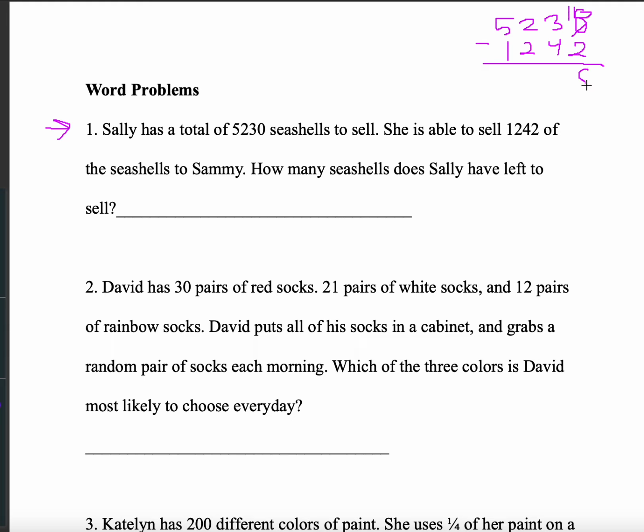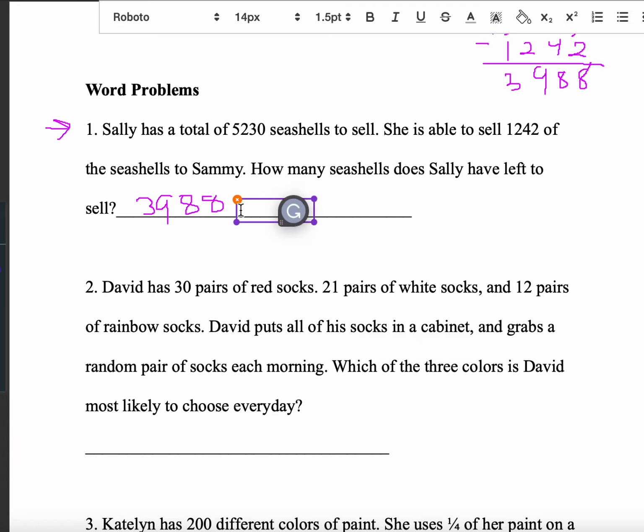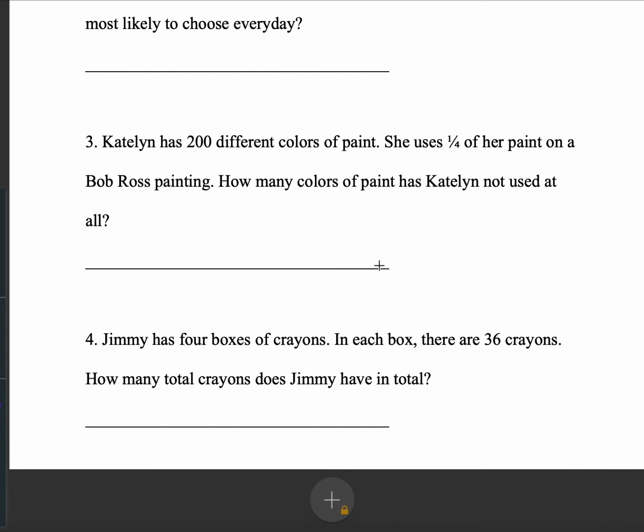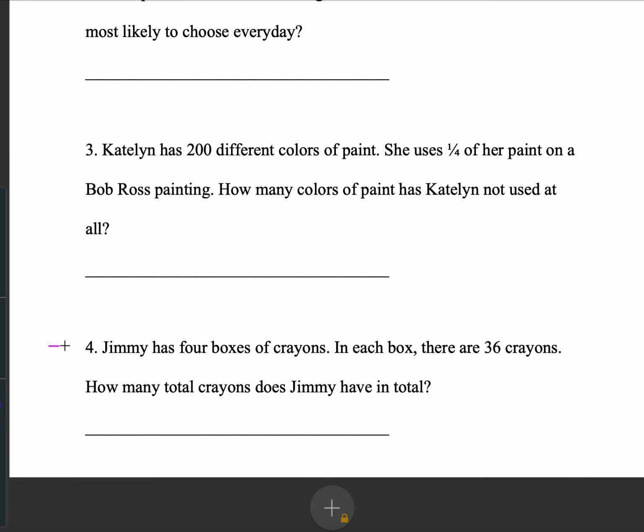So now we're going to subtract. This is going to be 10, which is 10 minus 2 is 8. This will turn into 12, which is also 8. This will turn into 11, which is 9. And then lastly, this will turn into 4, which is 3. So, Sally will have 3,988 seashells left.